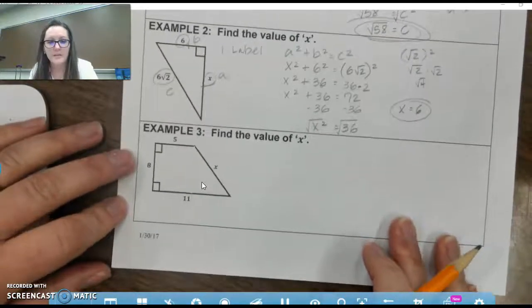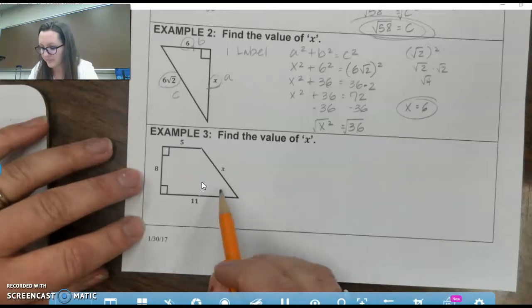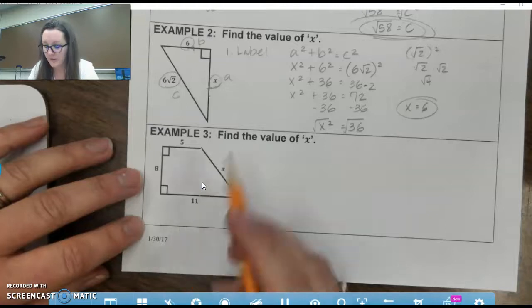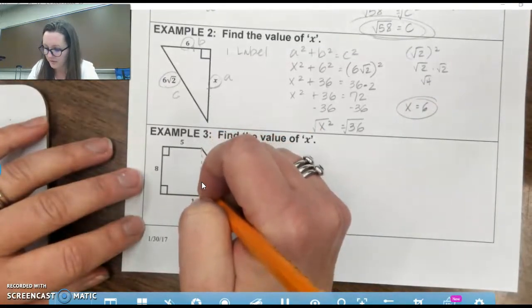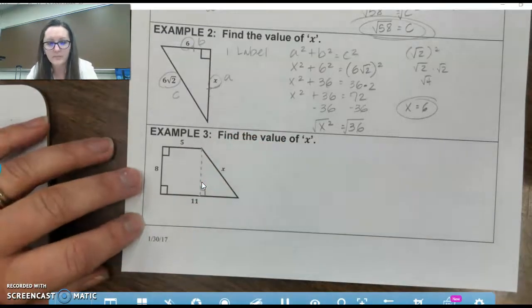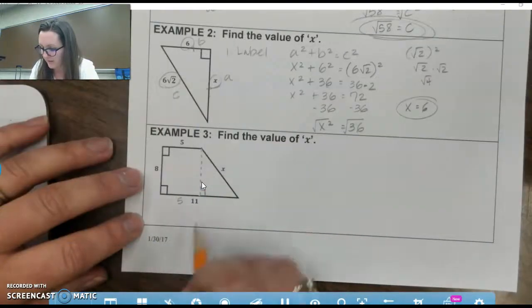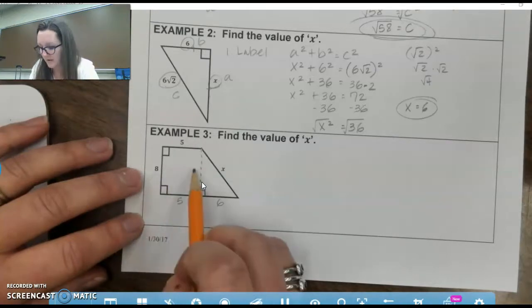Alright, next example. Find the value of x. This one's a little bit trickier because I have this trapezoid looking figure here, but I can turn it into a right triangle by drawing a line here, right? So it's perpendicular, which means we have to figure out what this is now. If that's 5, then that's 5. This must be 6, right? If this is 8, then this is going to be 8.